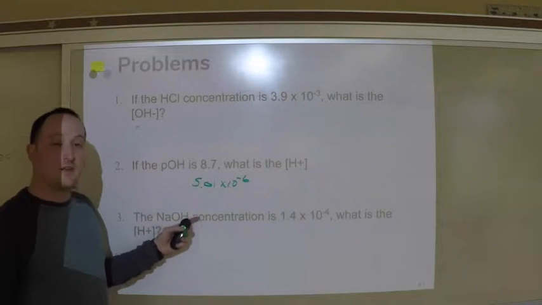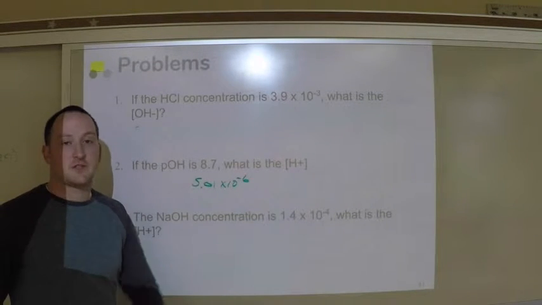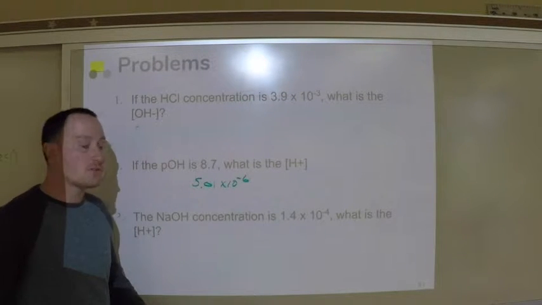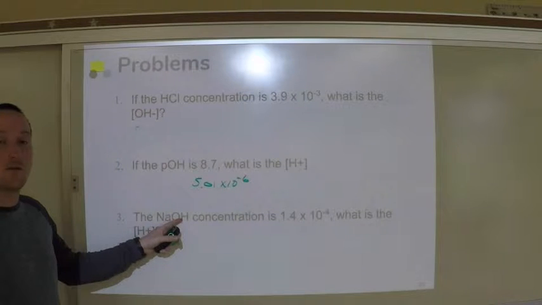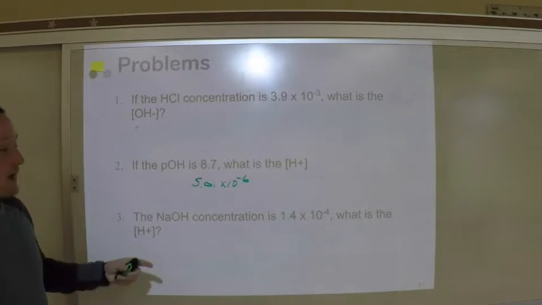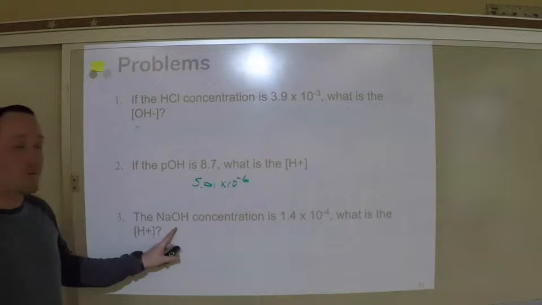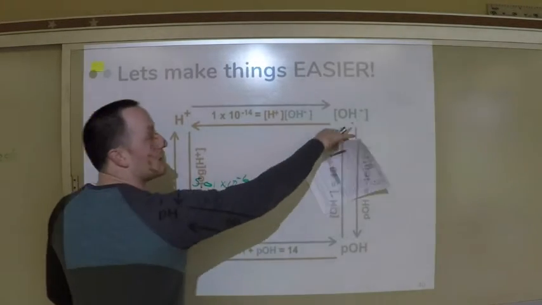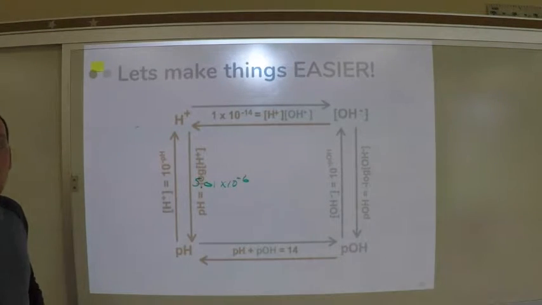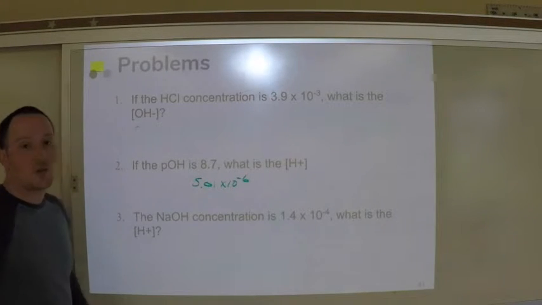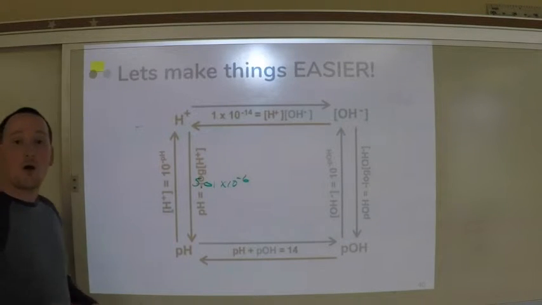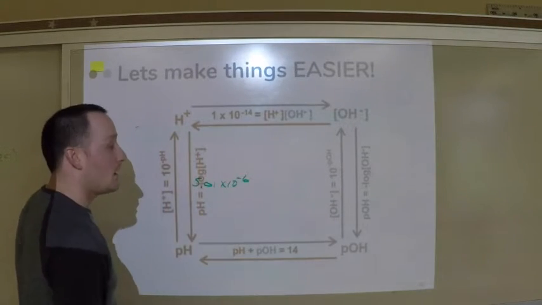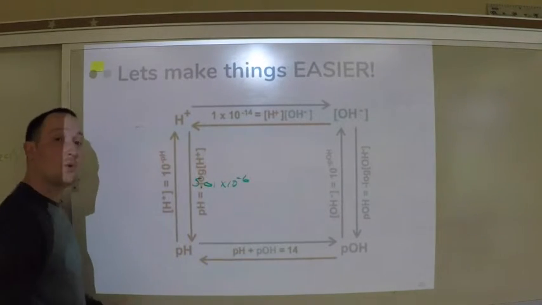Well, because it said the NaOH concentration is 1.4 times 10 to the minus 4, we technically have our OH minus concentration that's been given to us. Since I have one hydroxide for every one sodium hydroxide, that means the concentration of my sodium hydroxide is my OH minus, which means it's given me this corner. Then it asked me to find what's the H plus concentration. Well, I'm going to show you how to do it going this way. This way is shorter, a little more complicated. If you chose to go around the square this way, we should get the same number.